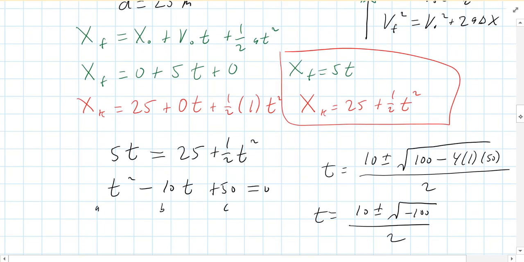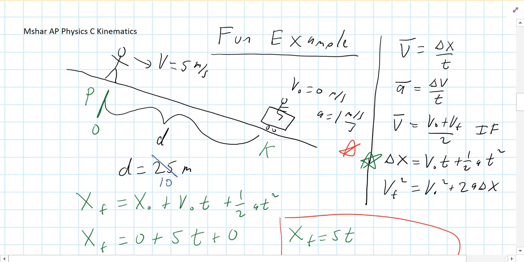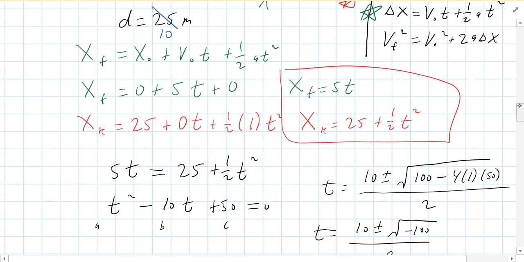All right, so now here's why I like to write all this out. What if we change the problem ever so slightly? What if I made this distance 10 meters? Okay, so how would that change our equations? Well, for the parent, it wouldn't change anything at all. This equation would be identical.